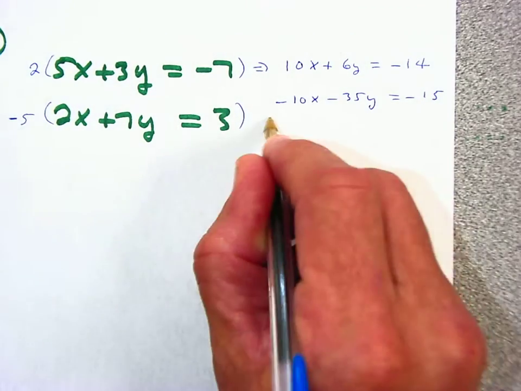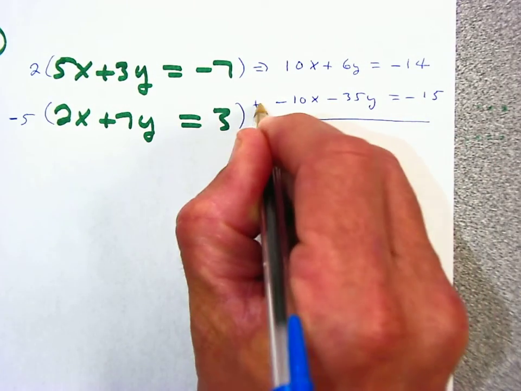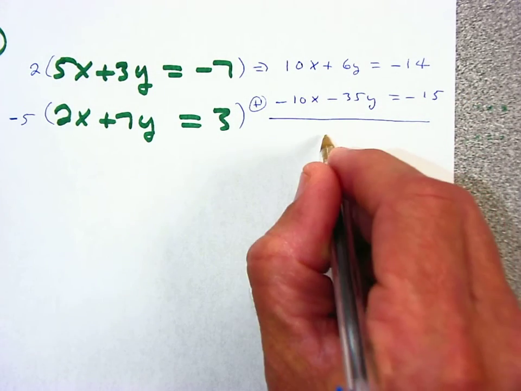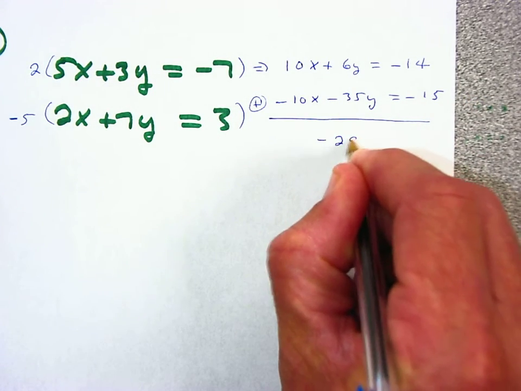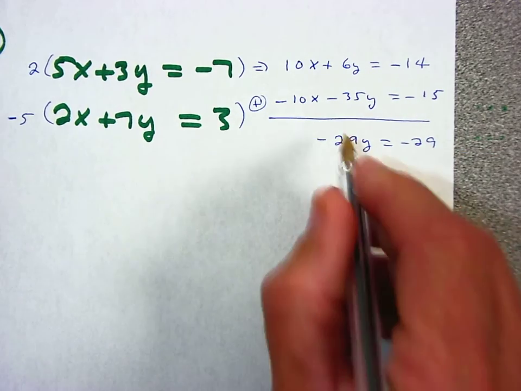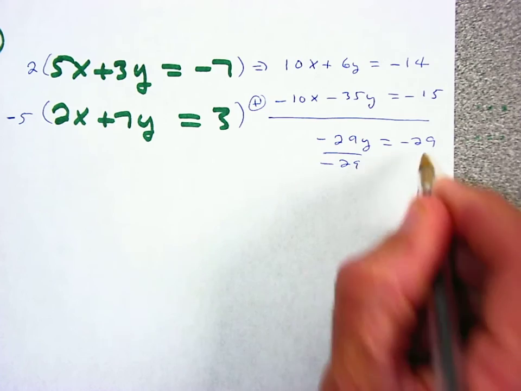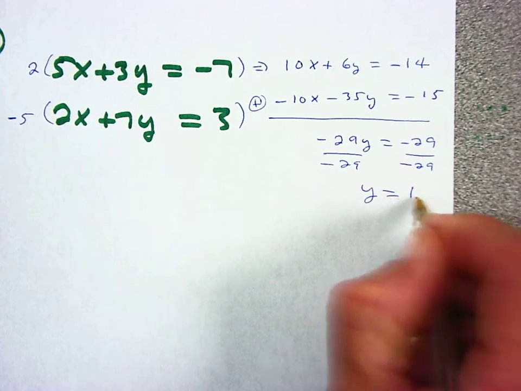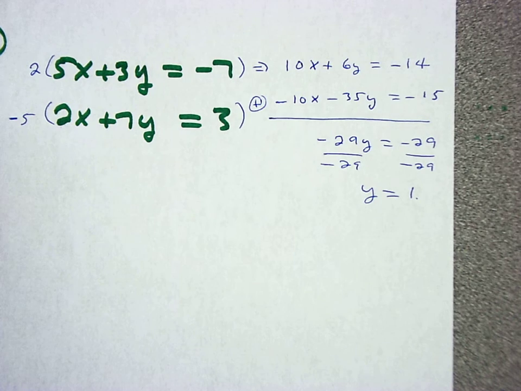And then like I promised you, we're always going to add. Well, look, your x's definitely cancel, okay? This is going to be negative 29y equals negative 29. All right, divide by negative 29, divide by negative 29, and you get y equals 1. All right, everybody kind of with me?